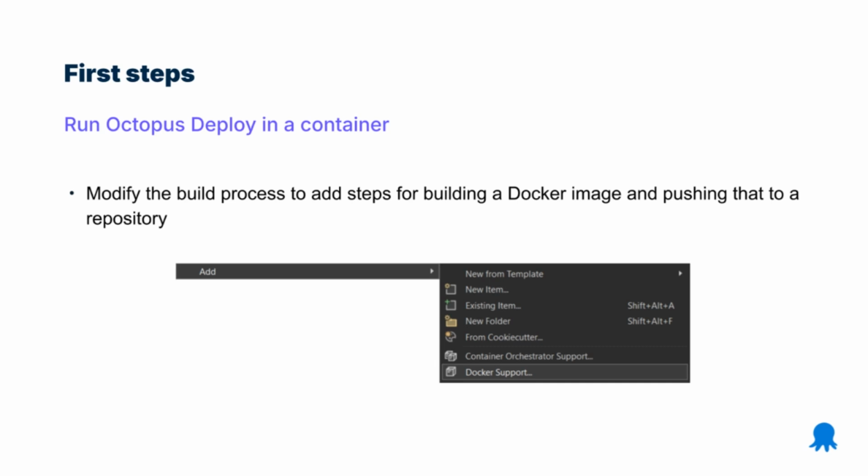Now these days it might seem pretty straightforward to do that. You just right-click on the project in Visual Studio and go add Docker support. But that only gets you part of the way there. There's a few other things that you need to think about when you're building a containerized application.